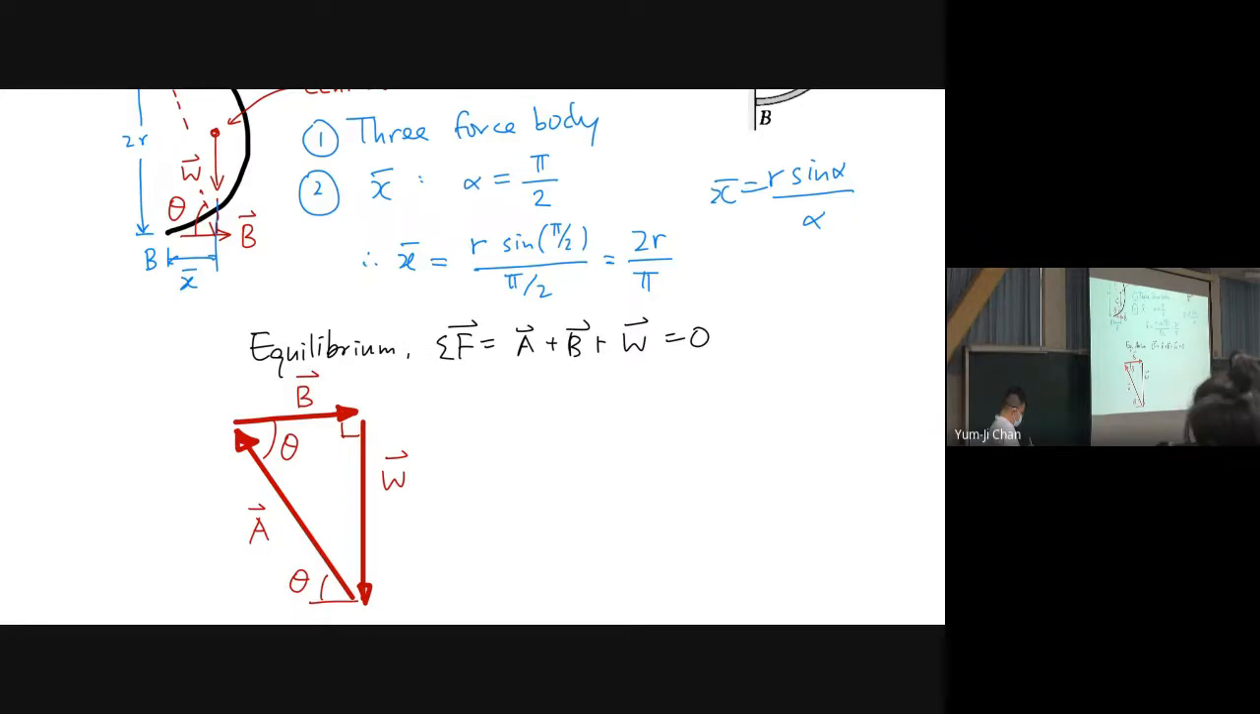Now, from the geometry we know W over B is equal to tangent theta. This is from the force polygon on the left. From this graph, of course, we know W over B is equal to tangent theta. And from the free body diagram, we know that tangent theta is equal to, this is what?